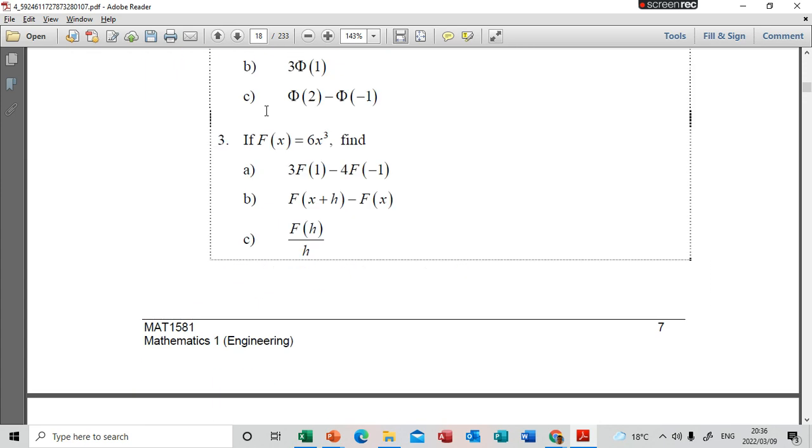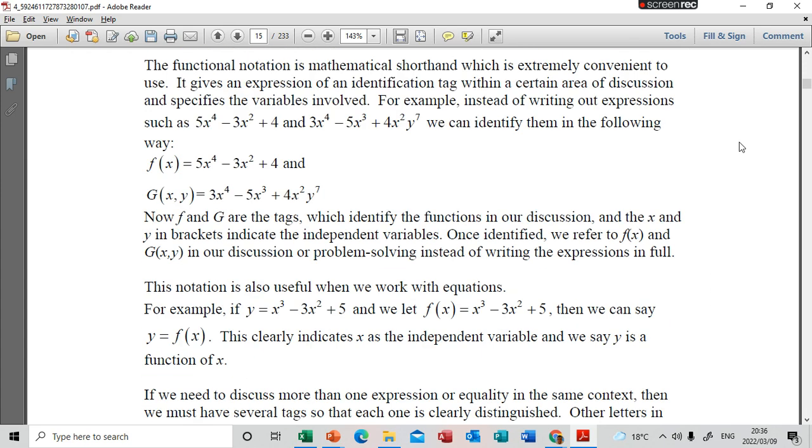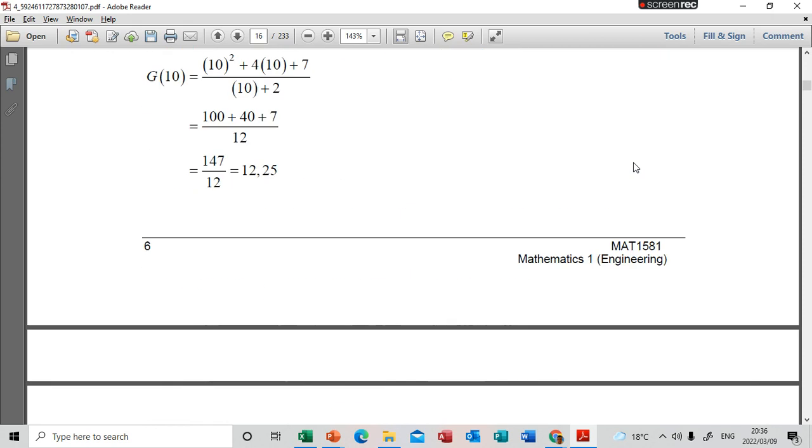But this maths is easy, man. There's not too much information in here. Okay.